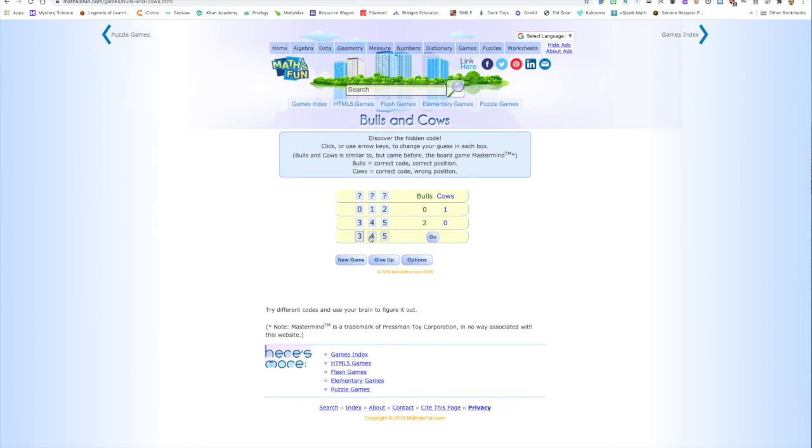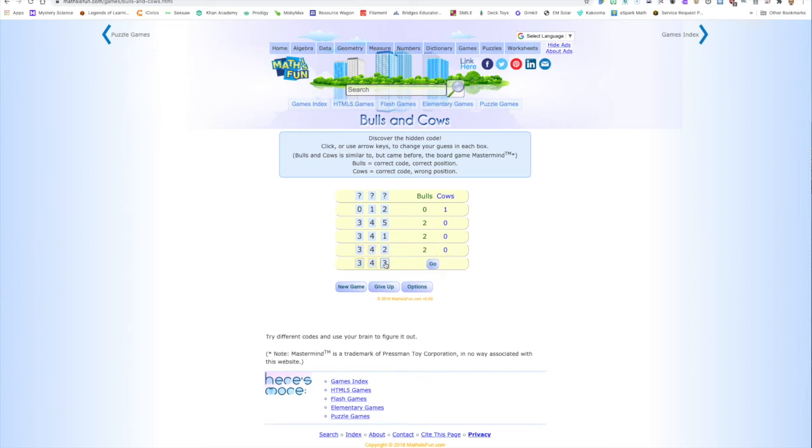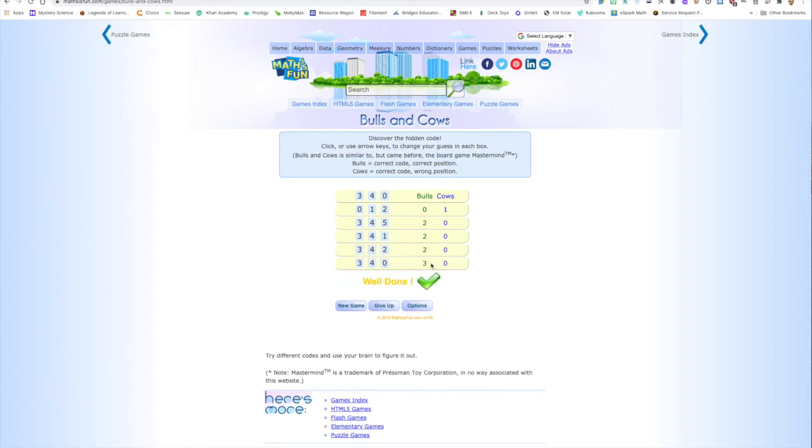So maybe we'll do 3, 4, and 1. I left 3 and 4 and tried 1. So that might mean 3 and 4 are in the right position. So let's try 2. Maybe it's 0. Is that 0? And I got it. So now I solved it in only 1, 2, 3, 4, 5 tries.